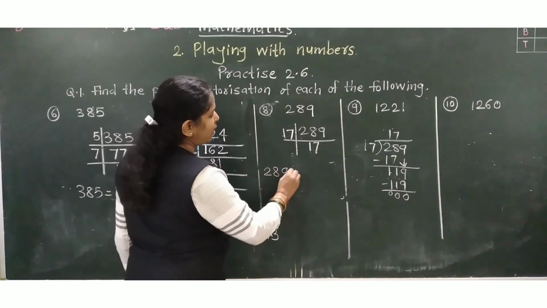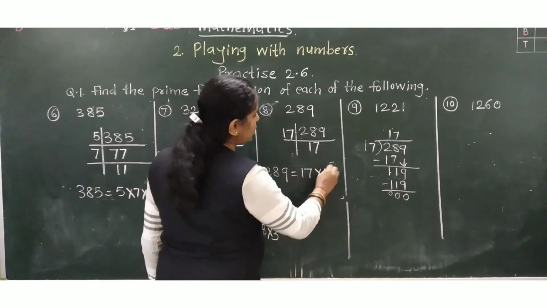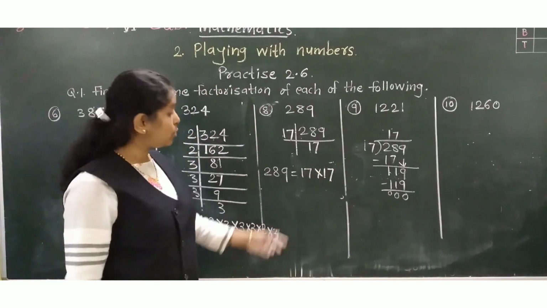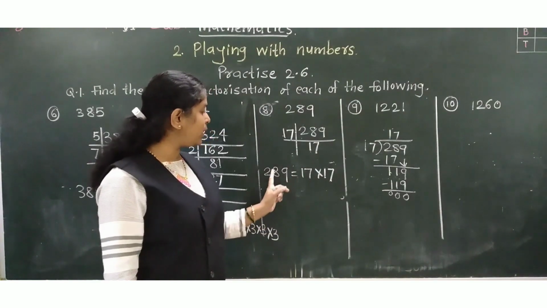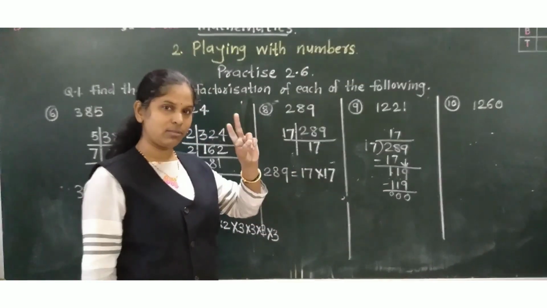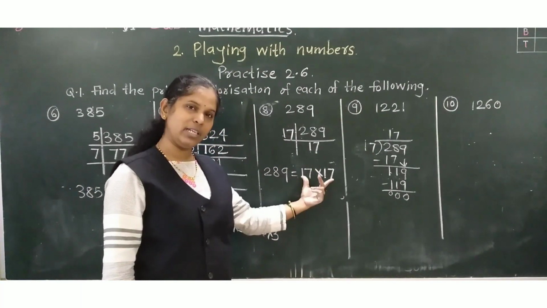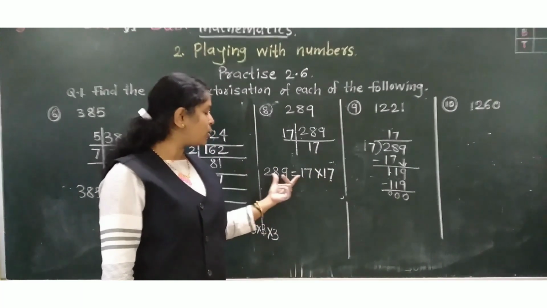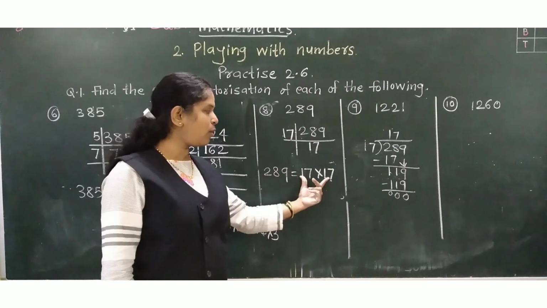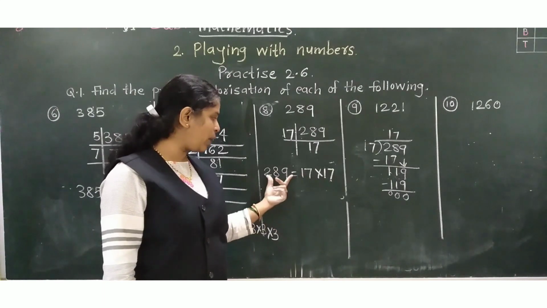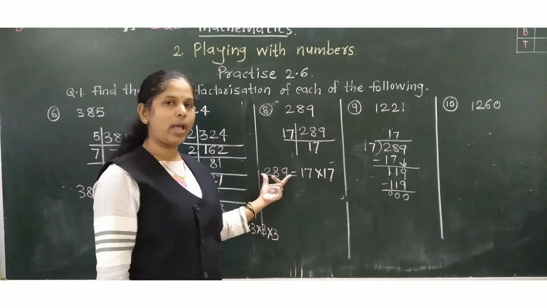So what is the prime factorization of it? 17 into 17. That means we can also say 289 is a square. The factor 17 came 2 times, no? See here, 17 into 17. It is the product of this. This is the product of 17 into 17. That is, 289 is the square of 17.